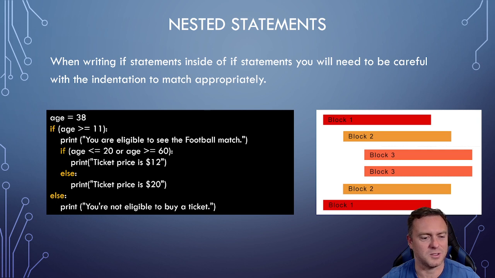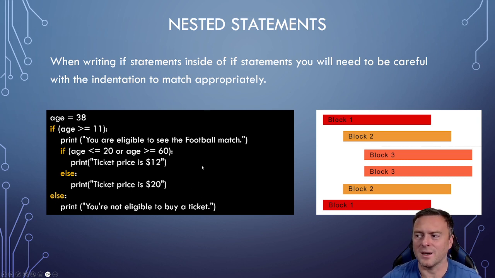Otherwise, the ticket price is 20. Else, print out you're not eligible to buy the ticket. So what you see here is there's an if statement inside of the if statement, because what happens is it checks to see that you're 11. If it's true, you're eligible to see the football match, and then you have to choose the price. Otherwise, you just don't get a ticket, which is pretty cool.